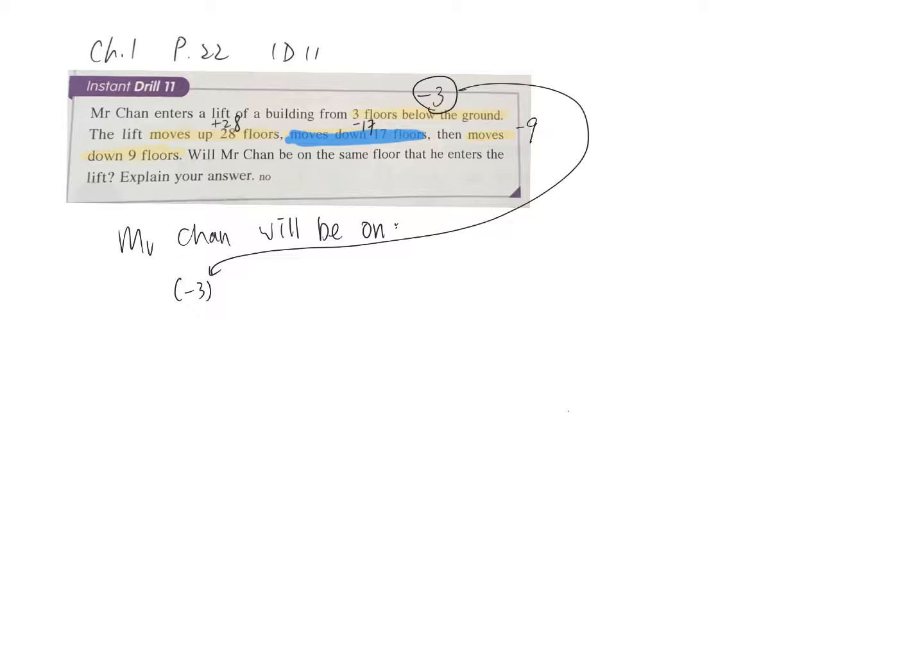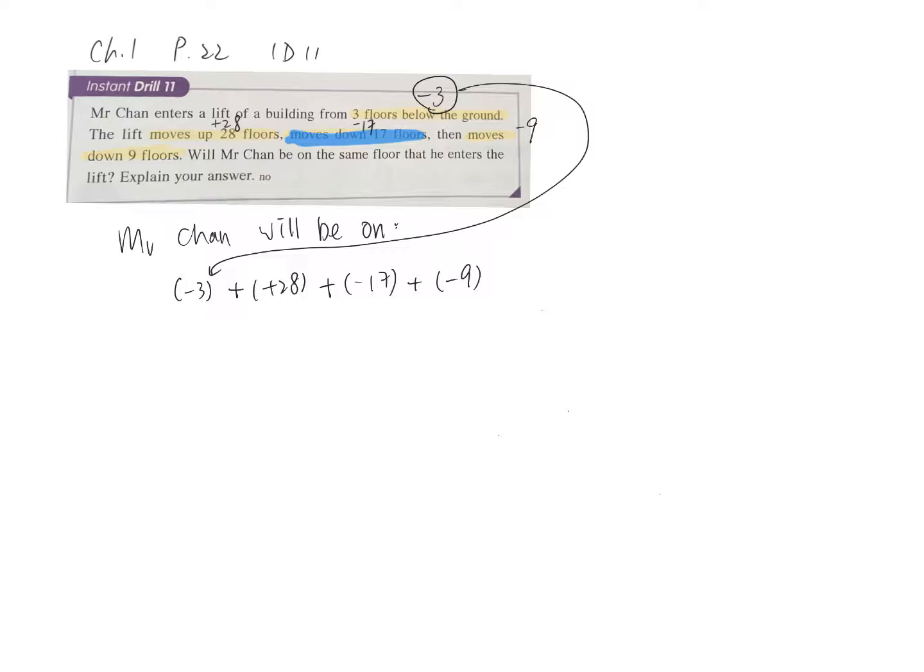And then we are going to find out the total change of all these actions. So the second one is positive of 28. So we are adding this change and then adding a change of negative 17, and finally adding a change of negative 9. These are the actions that Mr. Chen's lift has worked out.